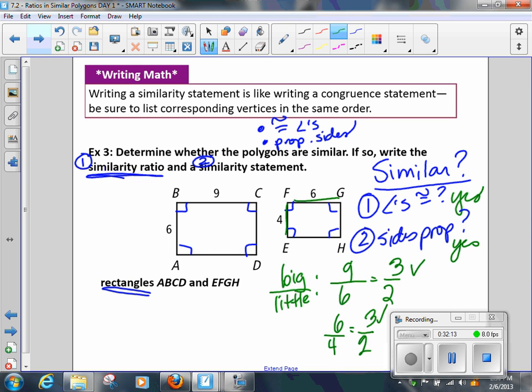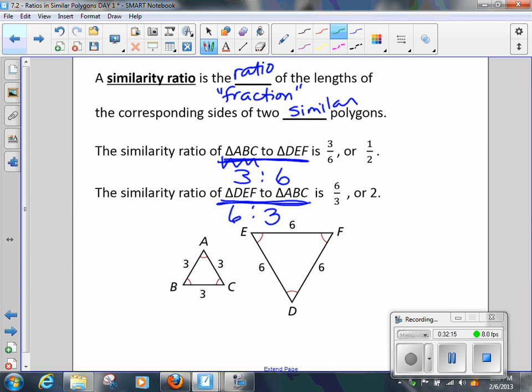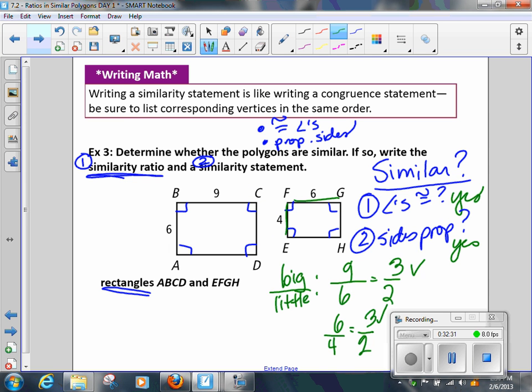Oh, wait, you're on the other slide. You're on that one right there. Because that's just showing you that you've got to pay very close attention when you're writing these similarity ratios, because it'll tell you, write it from one perspective to the other. Okay? That's all. It's just telling you be very cautious about the way you write your similarity ratio.